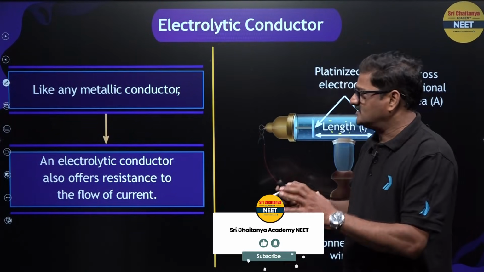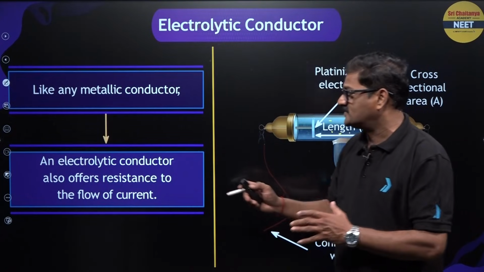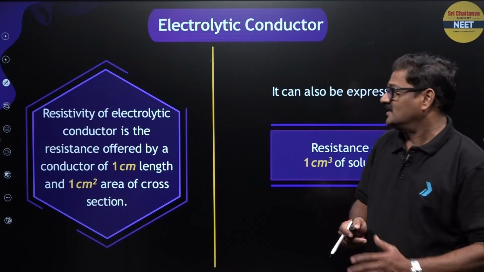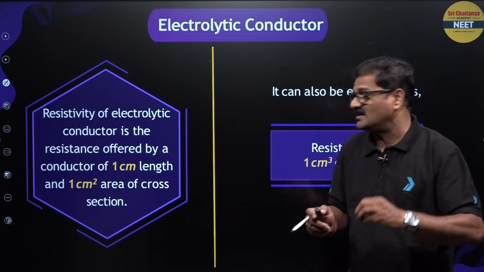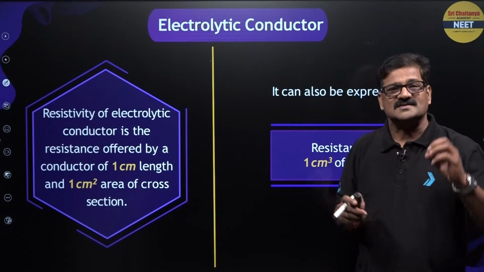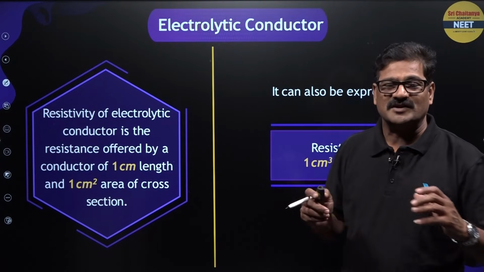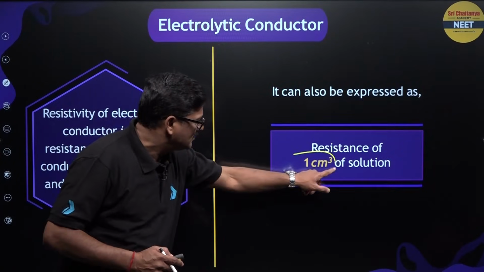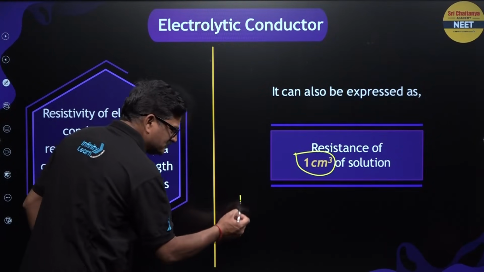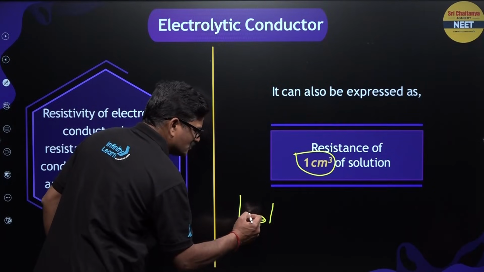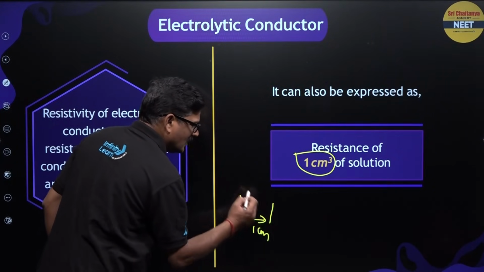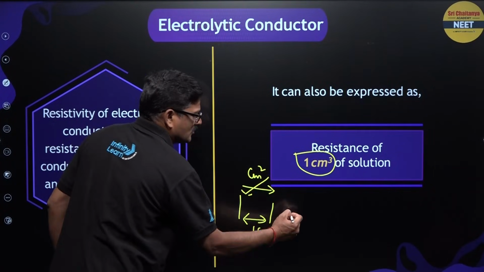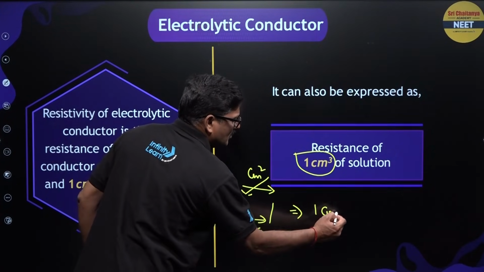And like any metallic conductor, an electrolytic conductor also offers some resistance to the flow of current. The resistivity of an electrolytic conductor is the resistance offered by 1 centimeter cube of electrolyte. How does this 1 centimeter cube come? The distance between these two electrodes is going to be 1 centimeter, and the area is going to be 1 centimeter square. So together you are going to get 1 centimeter cube.